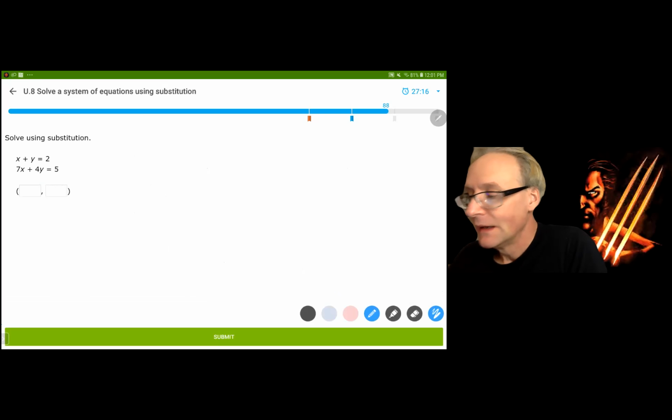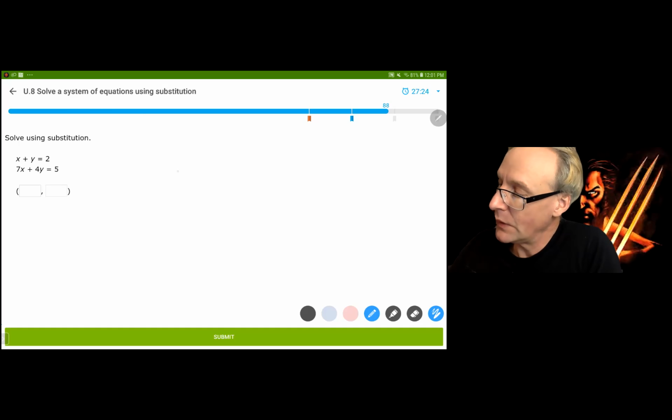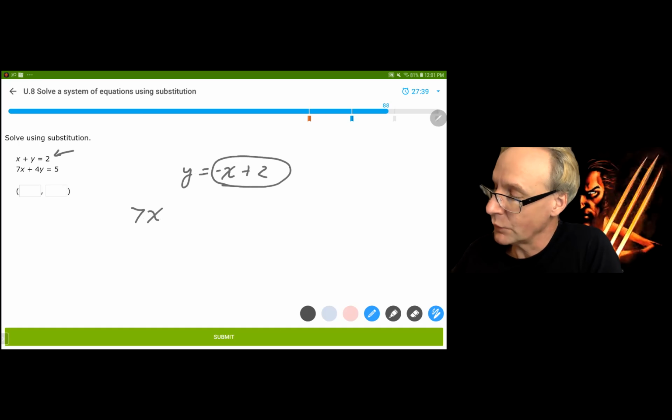All right. Oh, I want to do addition method so badly here. We're going to go ahead and subtract x from both sides. I'm going to go ahead and solve for y. So I have y equals negative x plus 2. All I did was add a negative x to this equation up here. Now I'm going to substitute the negative x plus 2 into my second equation for y.